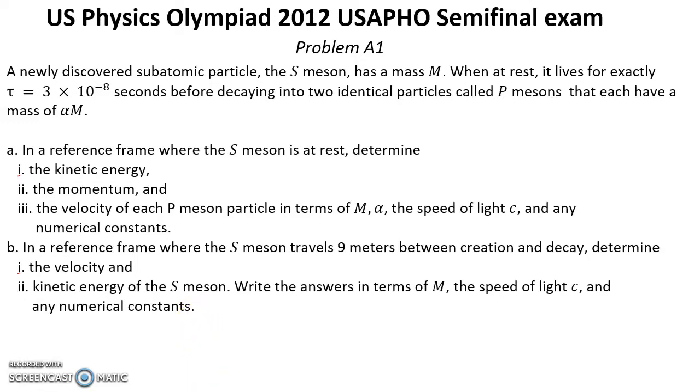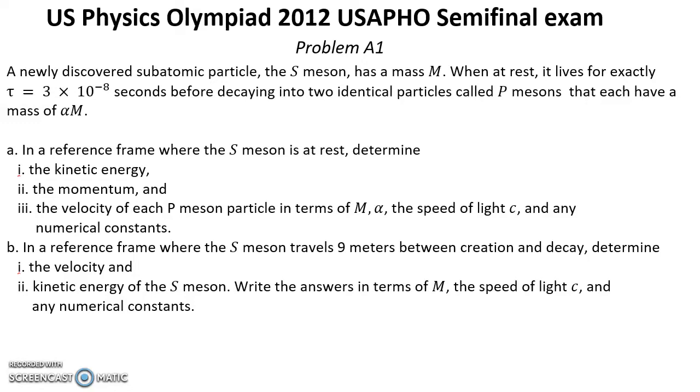Part A. In a reference frame where the S meson is at rest, determine first the kinetic energy, second the momentum, and third the velocity of each p meson particle in terms of m, alpha, the speed of light c, and any numerical constants.